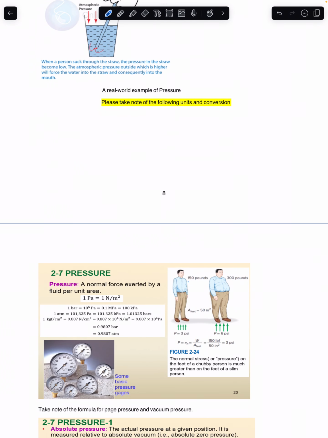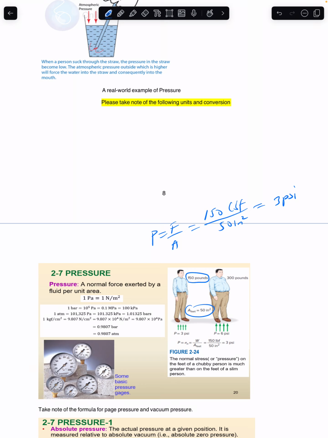So look at a man having 150 pounds and the area of his feet is 50 inch square. So we can talk about pressure is equal to what? Force per unit area. So we have a force of 150 pounds force over 50 inch square. So the answer here will be 3 psi. So that is the pressure.